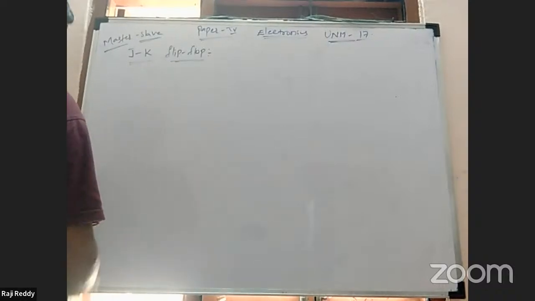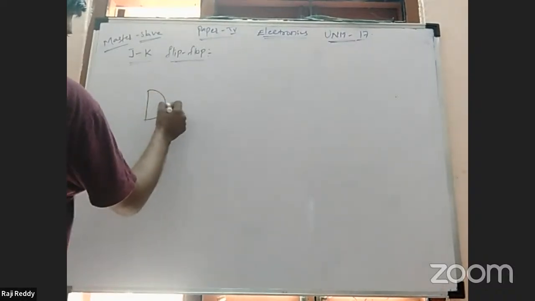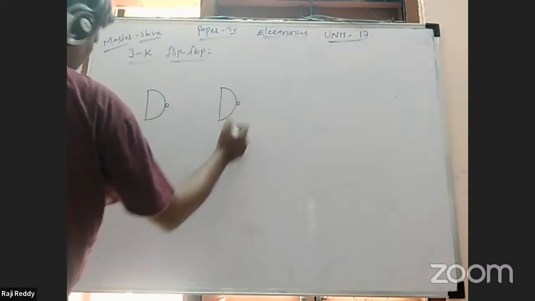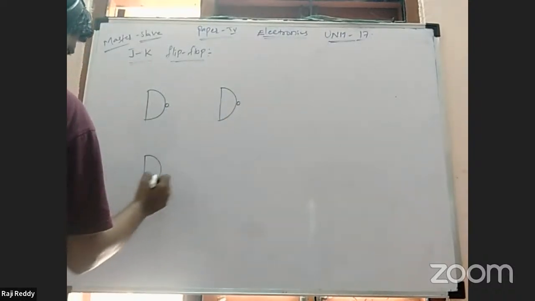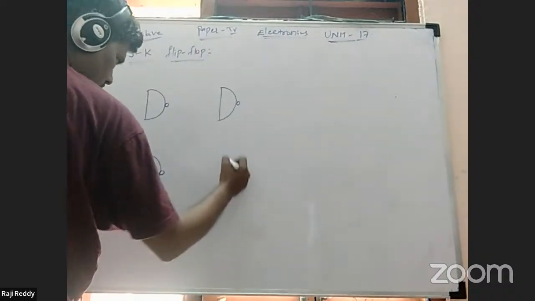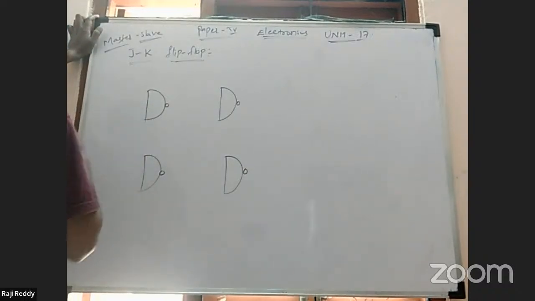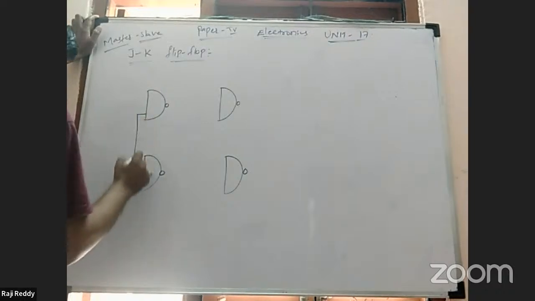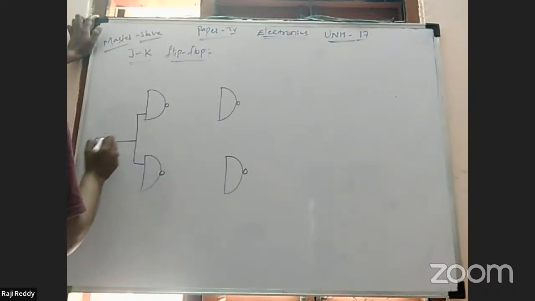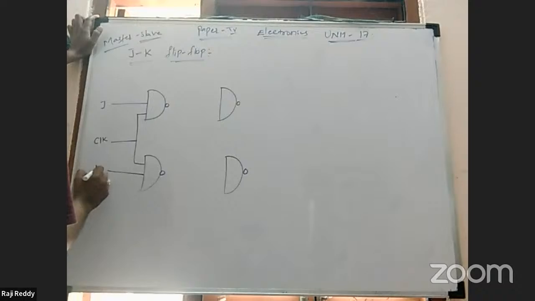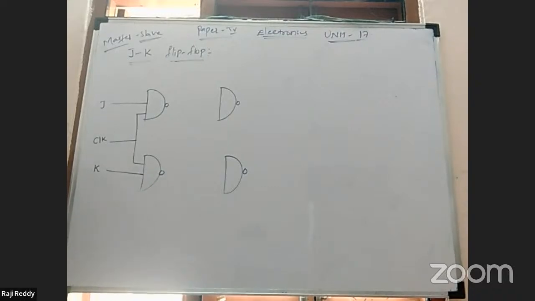We'll go through the circuit diagram first, with NAND gates. One NAND gate, then another NAND gate, and here one NAND gate, NAND gate. Okay. Here the inputs: one is the clock, one input is J, other input is K. Again coupling. Again, it can give the coupling.